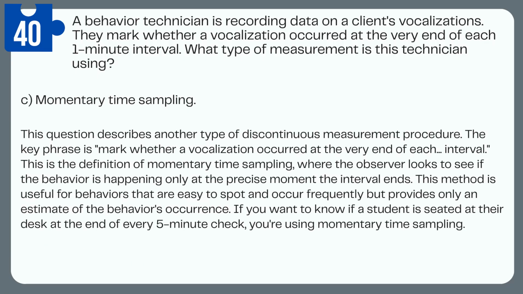Answer: C. Momentary time sampling. This question describes another type of discontinuous measurement procedure. The key phrase is "mark whether a vocalization occurred at the very end of each interval." This is the definition of momentary time sampling, where the observer looks to see if the behavior is happening only at the precise moment the interval ends. This method is useful for behaviors that are easy to spot and occur frequently, but provides only an estimate of the behavior's occurrence. If you want to know if a student is seated at their desk at the end of every 5-minute check, you're using momentary time sampling.